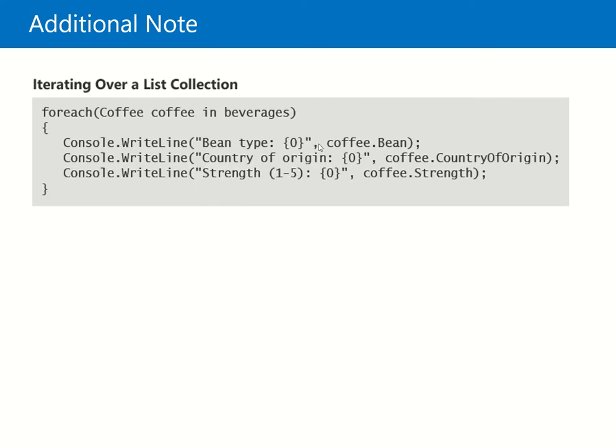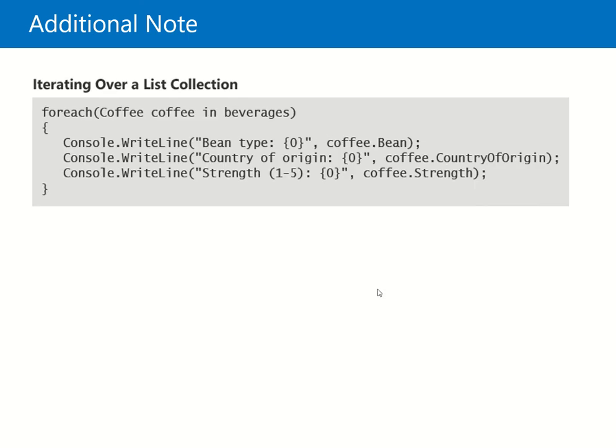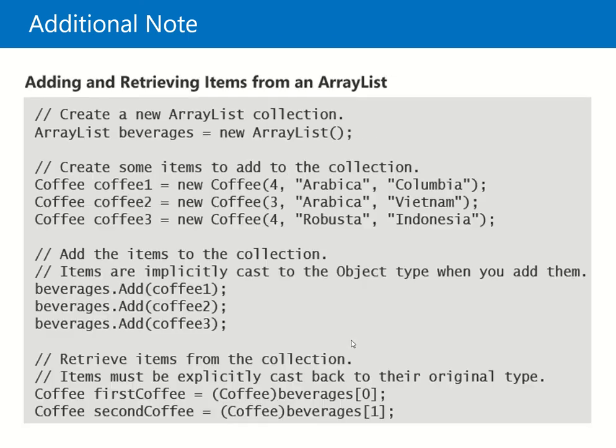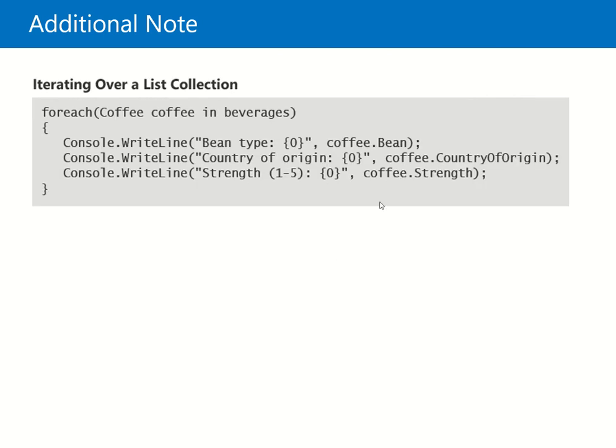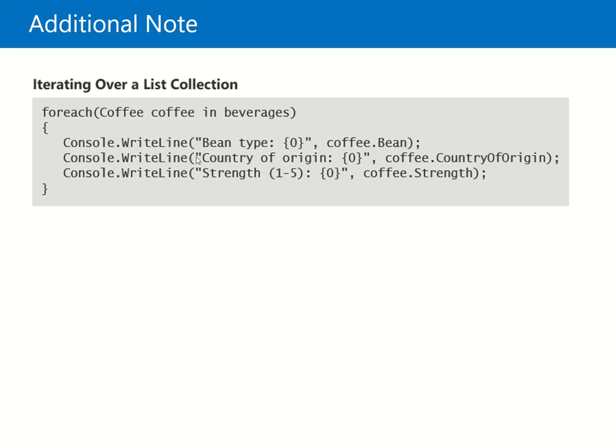So the first line of this will be written as bin type colon Arabica. And then the next one, country of origin Colombia. And the strength, oops, 4. Okay, so that's the first loop.